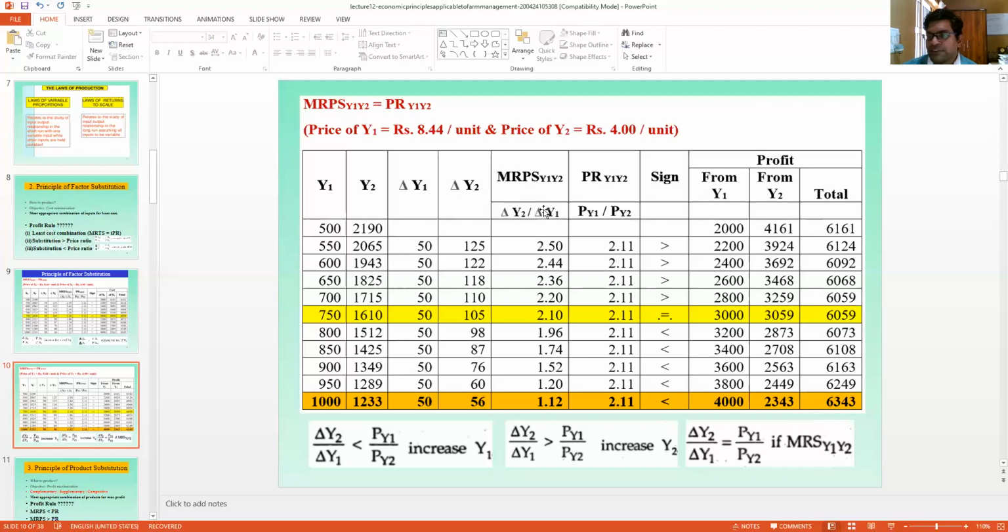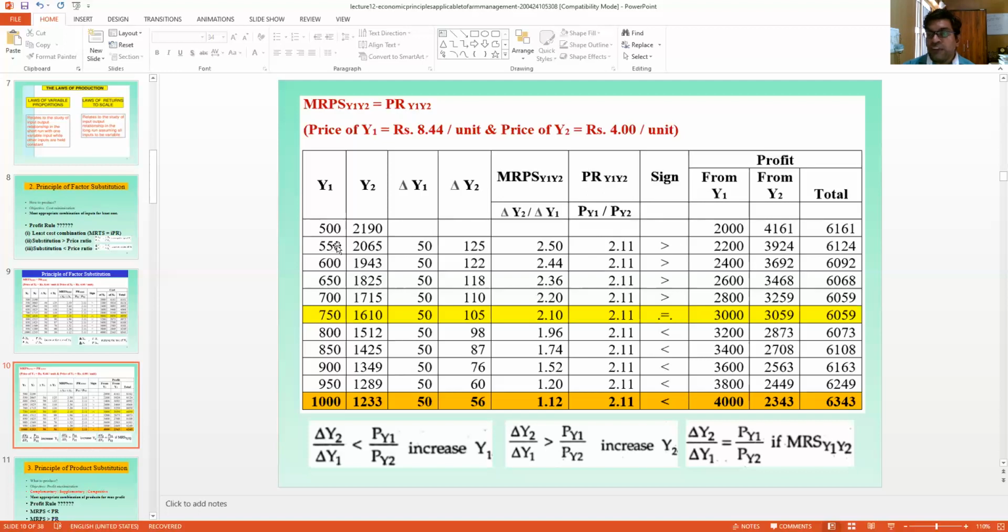So we have MRPS. Taking this example hypothetically, we have MRPS 2.5 and a price ratio of Y1, Y2 of 2.11. So here MRPS is more than the price ratio. And the profit that you are obtaining is 6124. 6124 is the profit, and MRPS is more than the price ratio, right?